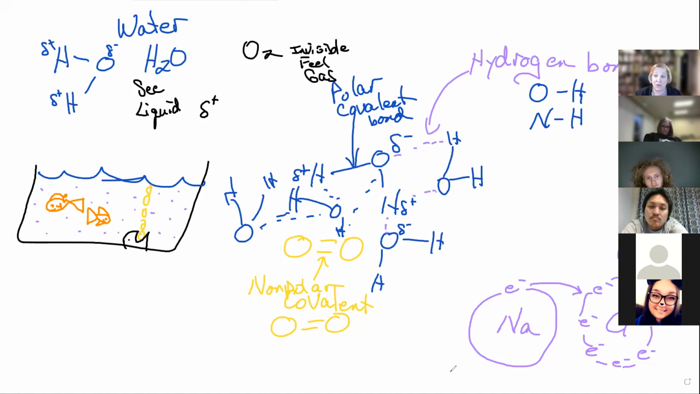And sodium, because it has one fewer electron than protons, gets a full positive charge. And like the water molecules with hydrogen bonding, these ions are attracted to each other. So the positive charge of the sodium is going to be attracted to the negative charge of the chlorine, and those two are going to stick together when it's a cube.